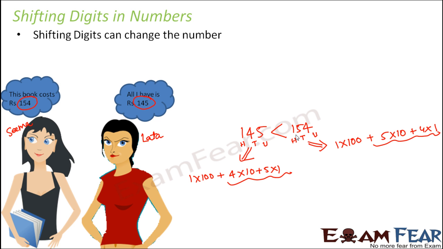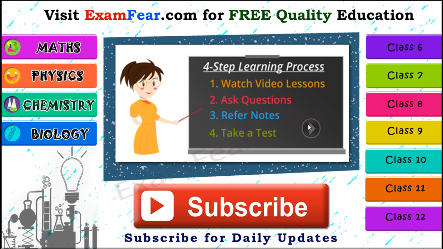In fact, in most of the cases, as long as we are not talking about repetitive digits, let's say instead of 145, had it been 115. So if you interchange the position of both the ones, that might not matter. But as long as you have unique digits, and if you shift those digits, the number will get changed.